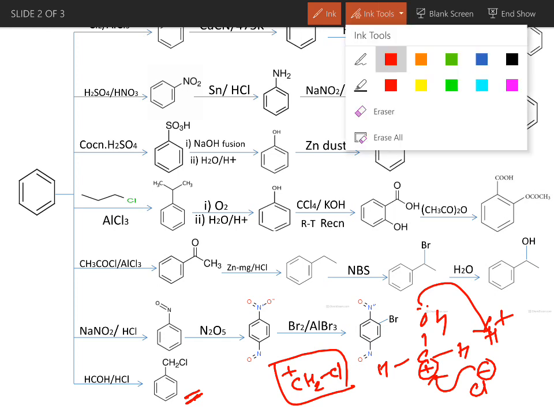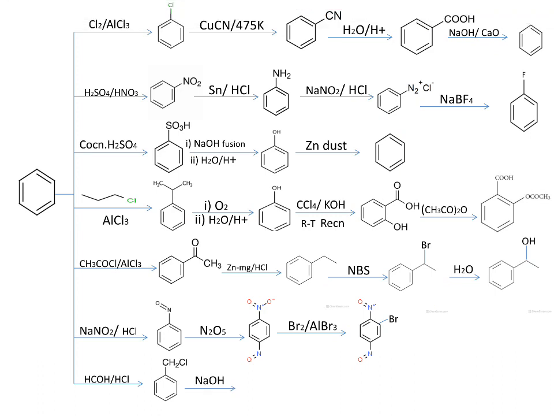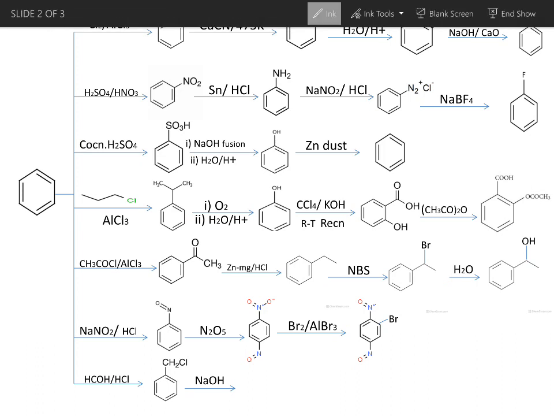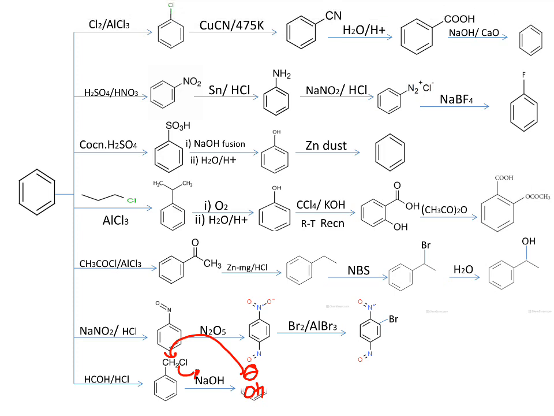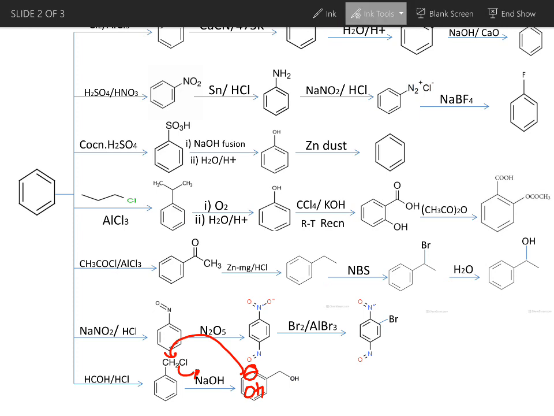This benzyl chloride is further reacted with sodium hydroxide. It is a simple reaction. Again here it will form OH minus as a nucleophile. This OH minus attacks CH2, eliminates Cl and forms the compound benzyl alcohol. The first product is benzyl chloride and the second product is benzyl alcohol.